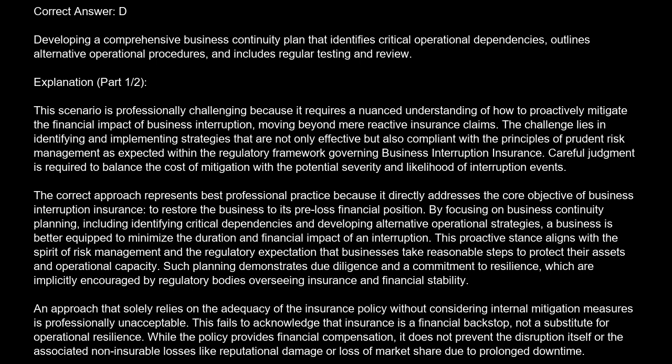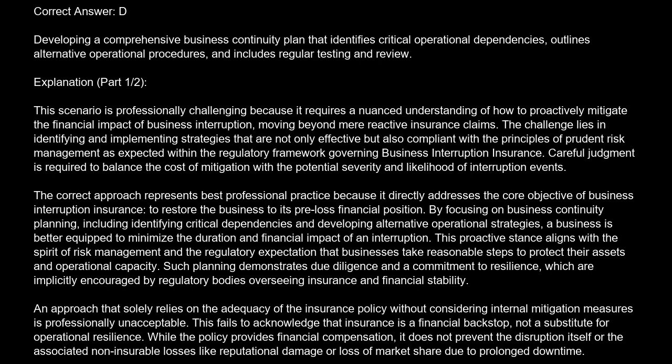impact of business interruption, moving beyond mere reactive insurance claims. The challenge lies in identifying and implementing strategies that are not only effective, but also compliant with the principles of prudent risk management, as expected within the regulatory framework governing business interruption insurance. Careful judgment is required to balance the cost of mitigation with the potential severity and likelihood of interruption events.